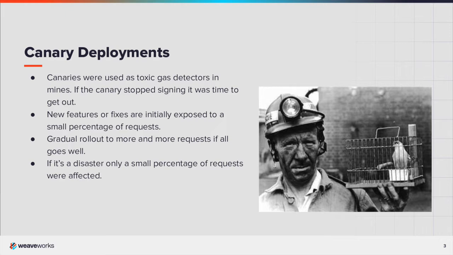With a canary or progressive release, new features and fixes are initially exposed to only a small percentage of requests. If it fails, then only that small percentage of requests were affected, with only a small impact on the business. If it is successful, then the percentage is gradually increased until it completely replaces the previous release.